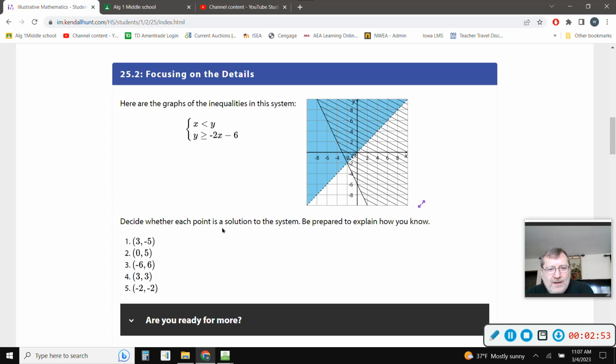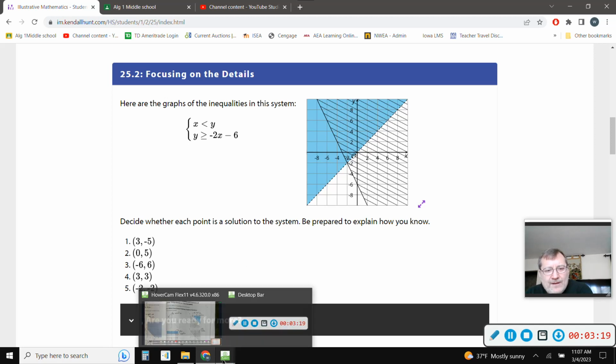Well, if it's going to be a point that's a solution to the whole system, it has to be somewhere in this little hash mark. That's the place where the blue and the shade here both intersect. This is where your solution set is that will solve both of these. Okay, so we can go through each one of these. 3, negative 5, that's a no. 0, 5, that looks like a yes.